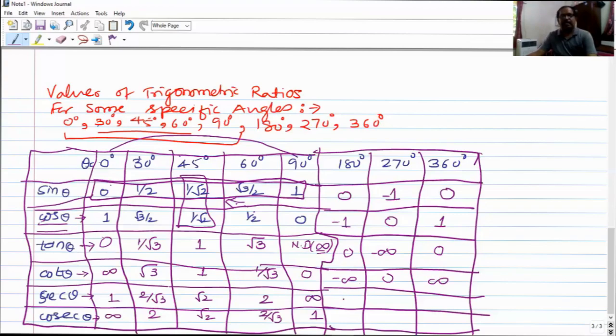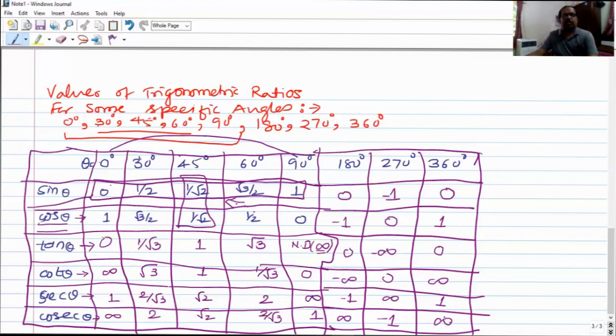Then sec theta is the reciprocal of cos, so we can just take the reciprocals of the values minus 1, 0 and 1. The reciprocal of minus 1 is minus 1 only, 1 by 0 is not defined, and 1 by 1 is 1 only. And then cosec, which is the reciprocal of sine: the reciprocal of 0 is not defined, the reciprocal of minus 1 is minus 1, and the reciprocal of 0 is not defined again, students, right?